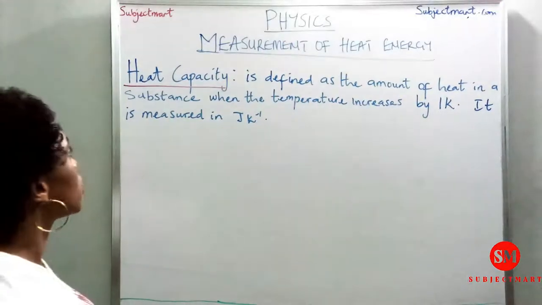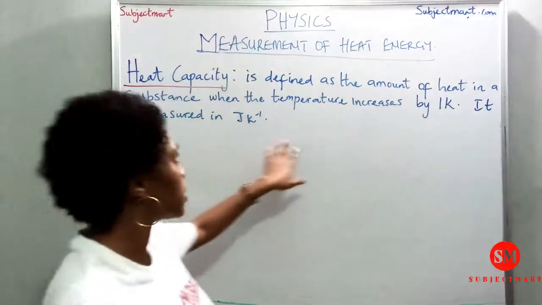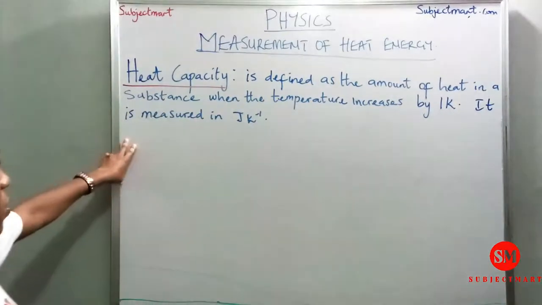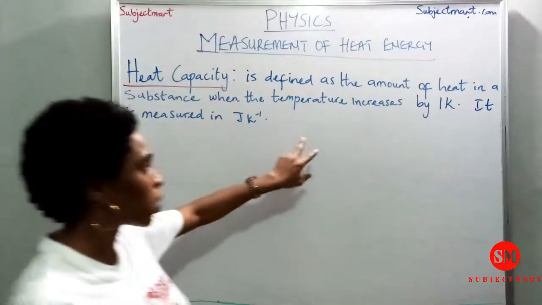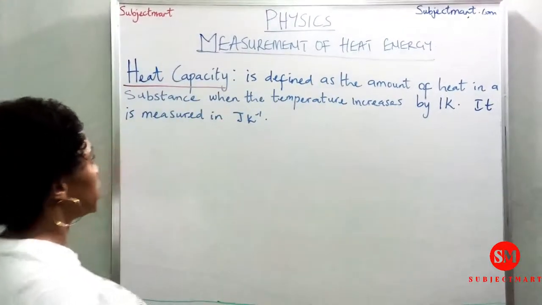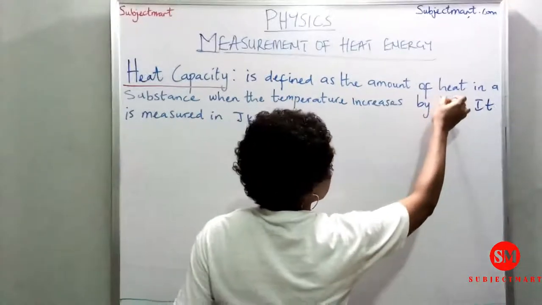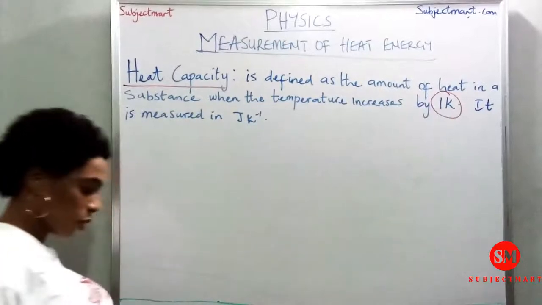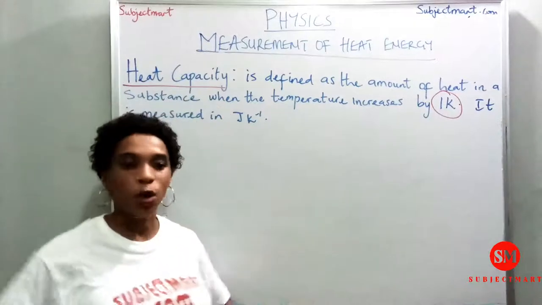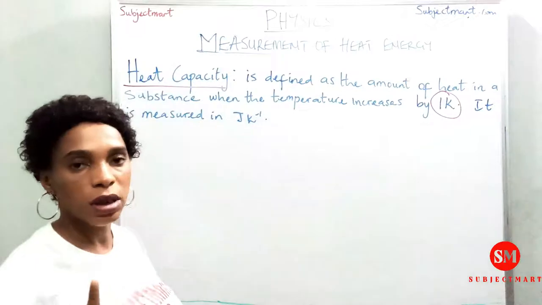Okay, so heat capacity is defined as the amount of heat in a substance when the temperature increases by 1 Kelvin. What does that mean? The quantity of heat in a substance or in a body, when there is a 1 degree increase in temperature.